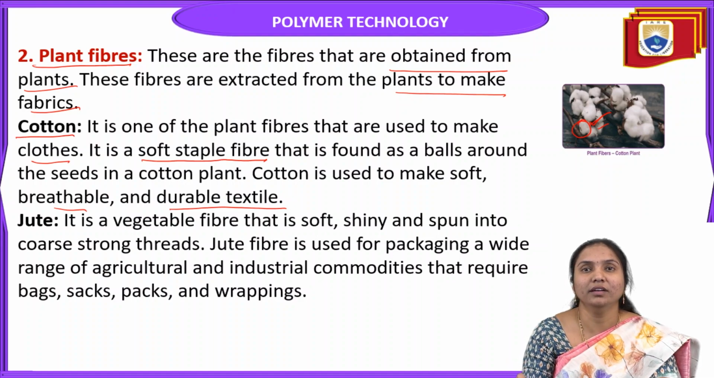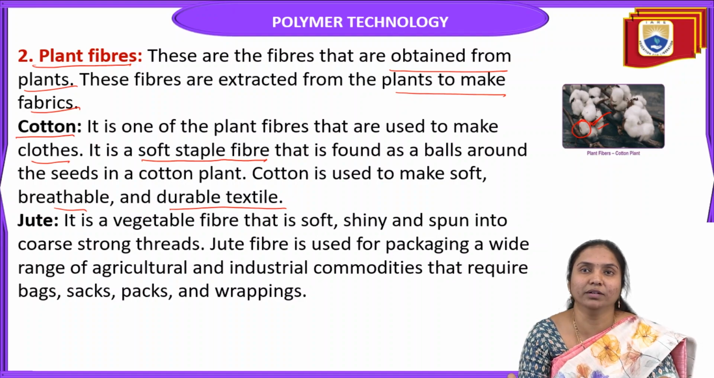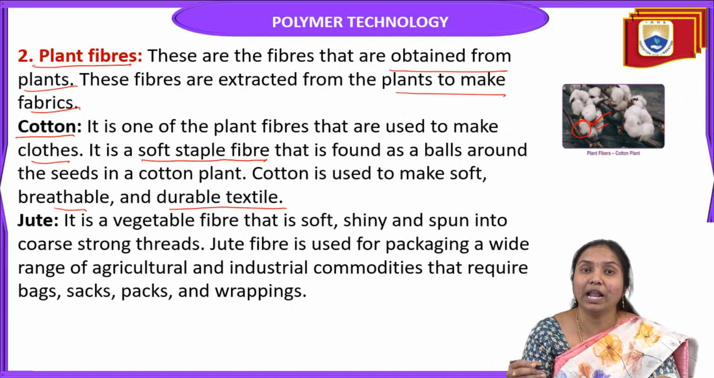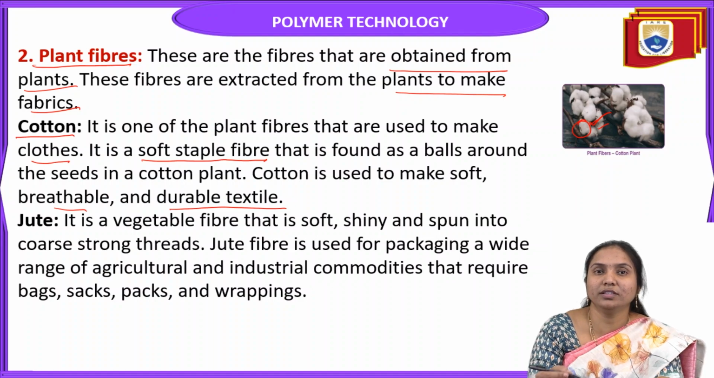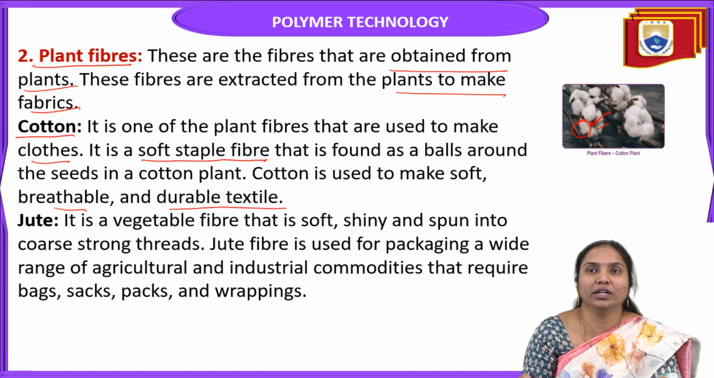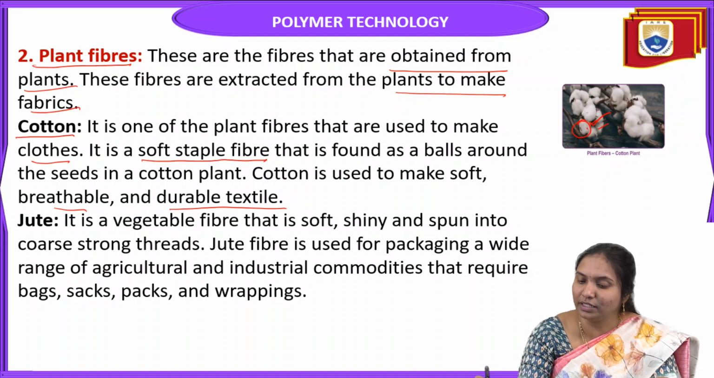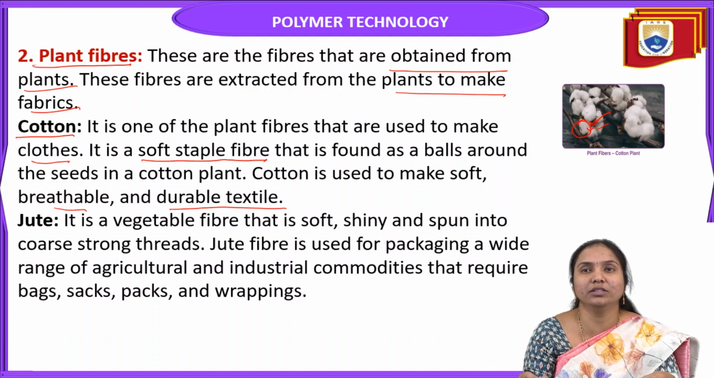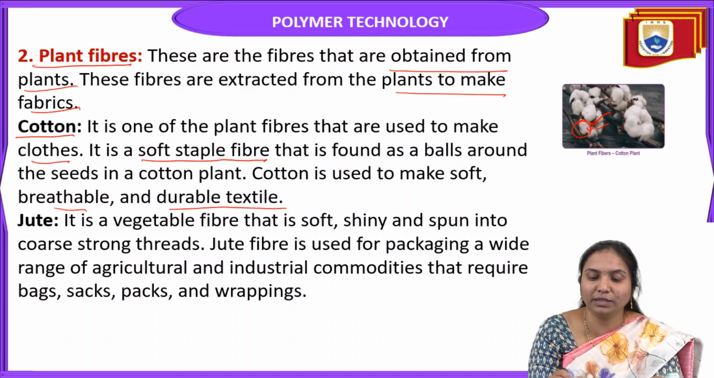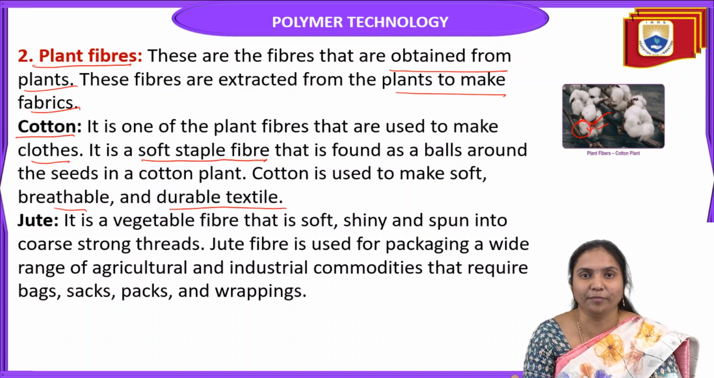So cotton is the best example of a natural fiber. It is obtained from plants and mostly used in the textile industry to make fabrics, that means clothes. It is a soft staple fiber found as balls around the seeds in a cotton plant. Generally cotton is used to make soft, breathable and durable textile.